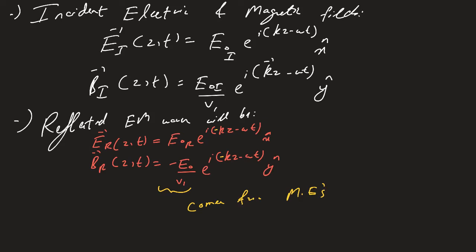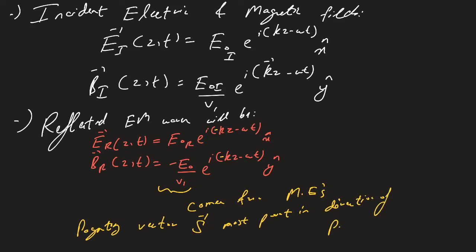Another way of thinking about this minus sign is that the Poynting vector, which is E cross B, which we denote as S, must point in the same direction as the direction of propagation. So this is E naught r. This is what the reflected waves look like.